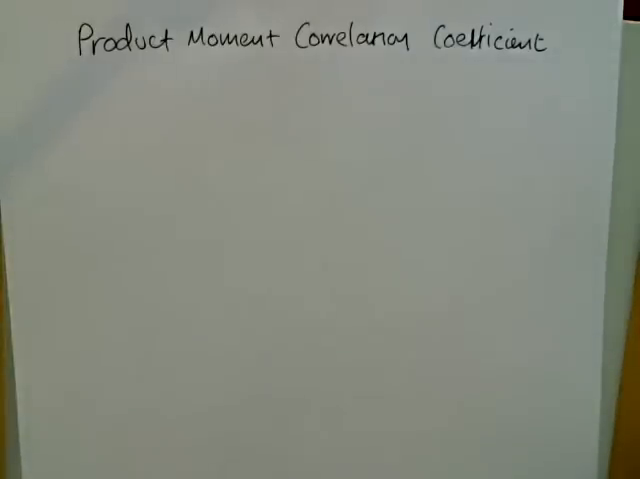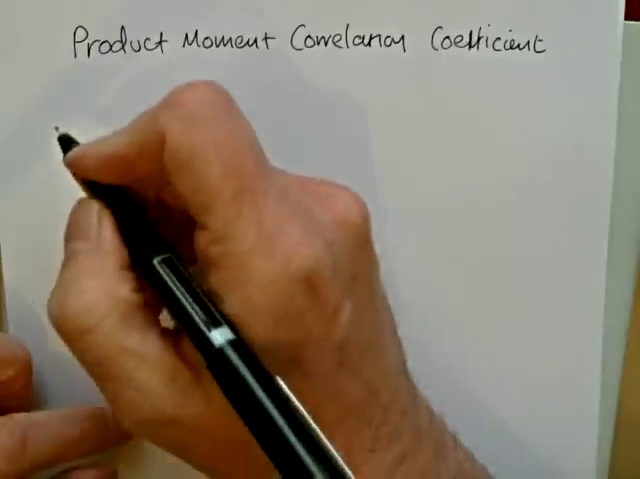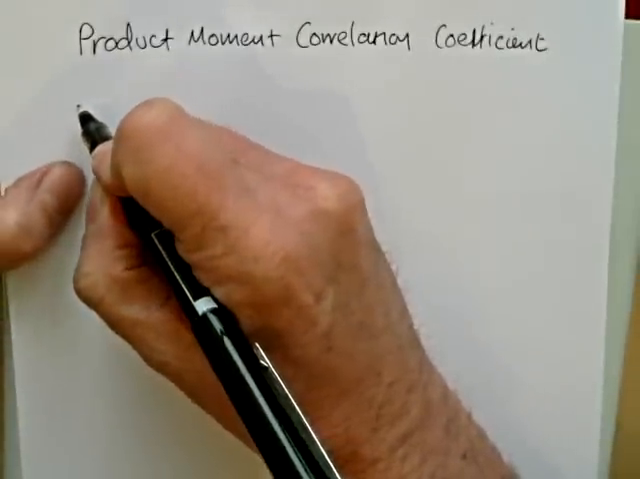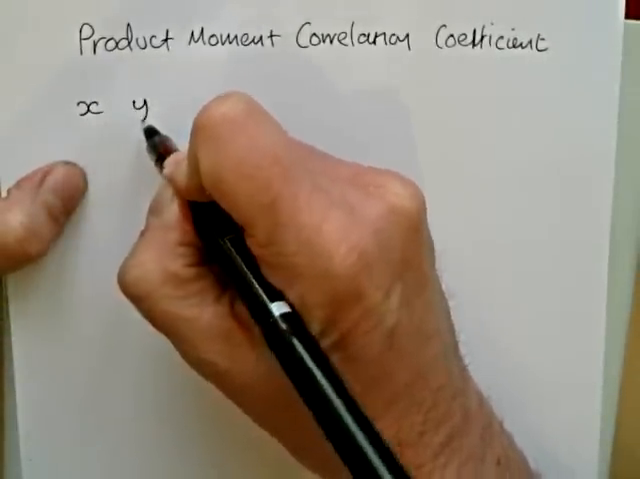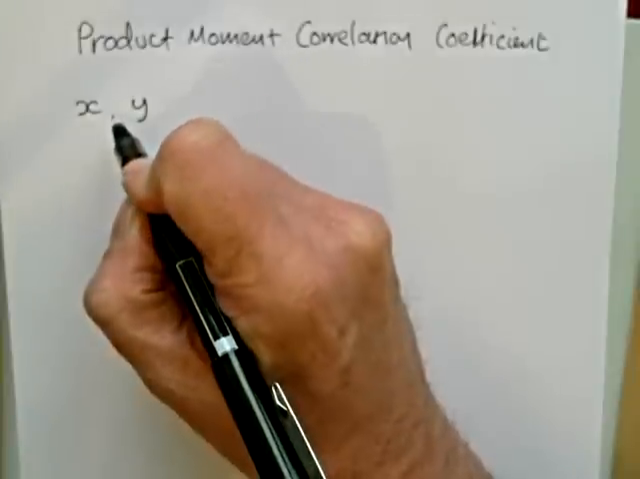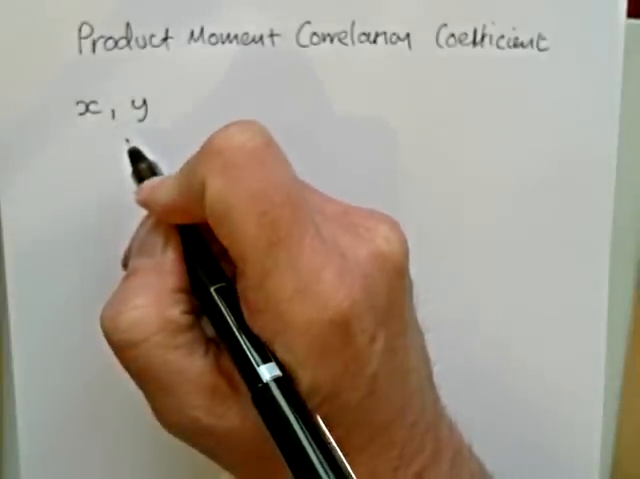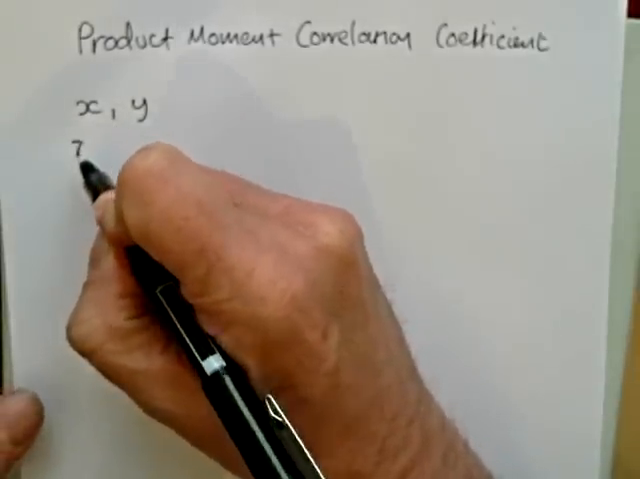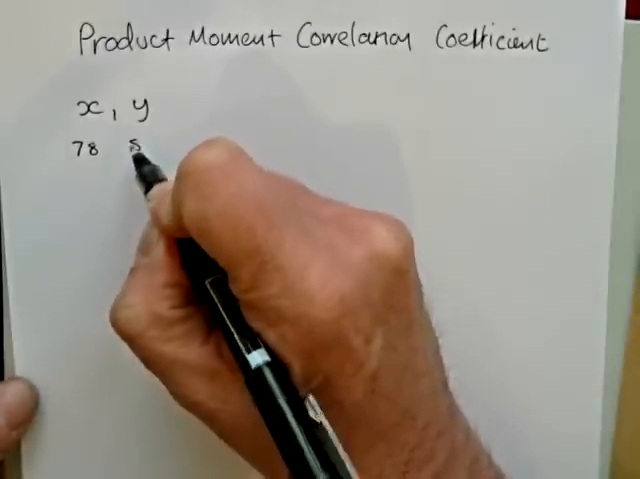Right, in this video, we'll go over how to find the value of the product moment correlation coefficient. So, in correlation, you will be given values of x and y. These values are called bivariate data. It could be, say, the maths test result and the physics test result.